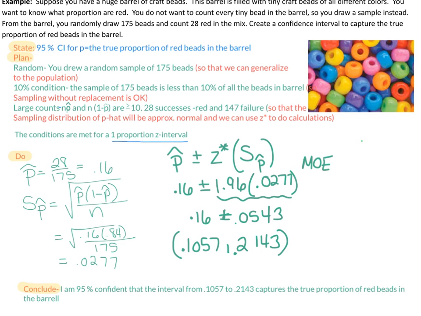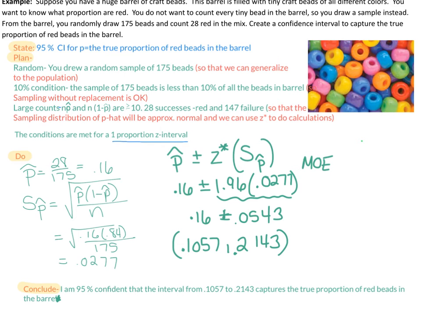Okay, so my conclusion, I use this scripted statement. I am 95% confident in my interval, okay? Remember, my true proportion is not moving around. There is a fixed proportion of red beads in my population. So it's my interval that I have this confidence in. I'm 95% confident that the interval from 0.1057 to 0.2143 captures the true proportion. Now make sure you talk about your population here: the true proportion of red beads in the barrel. And there's barrel spelled wrong.